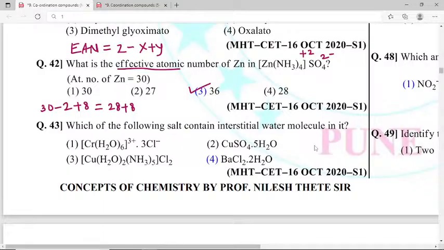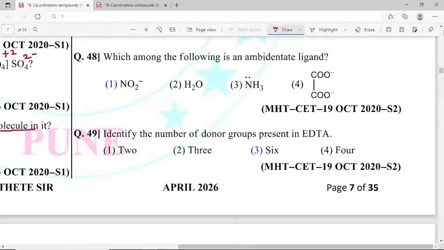Which of the following salts contains interstitial water molecules in it? Interstitial water molecules, so it has the crystal, water of crystallization. So it is the CaCl2 twice water. BaCl2, barium chloride. Interstitial water molecules in it.